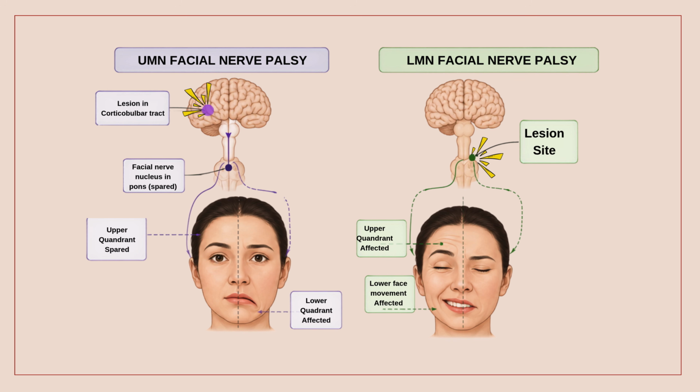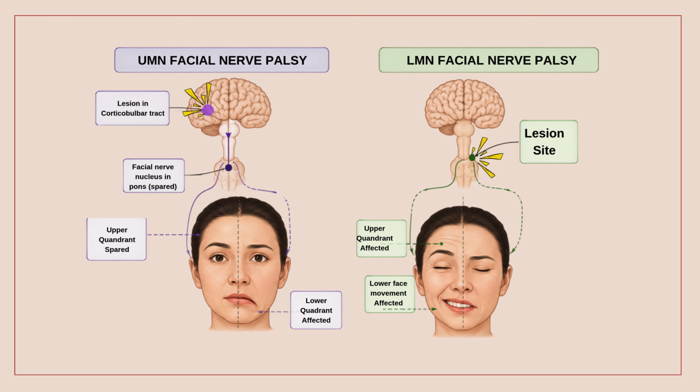Now comes a very important clinical distinction: UMN versus LMN facial weakness. In a unilateral UMN lesion, there is weakness of the contralateral lower face while forehead movement is relatively preserved. This is because the upper part of the facial motor nucleus receives bilateral cortical input.